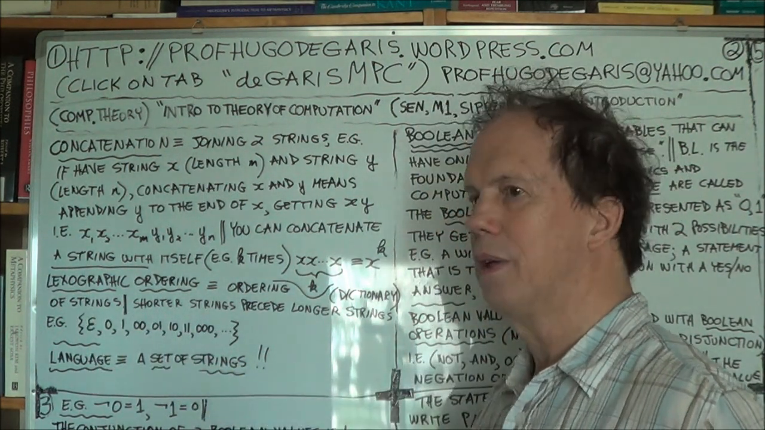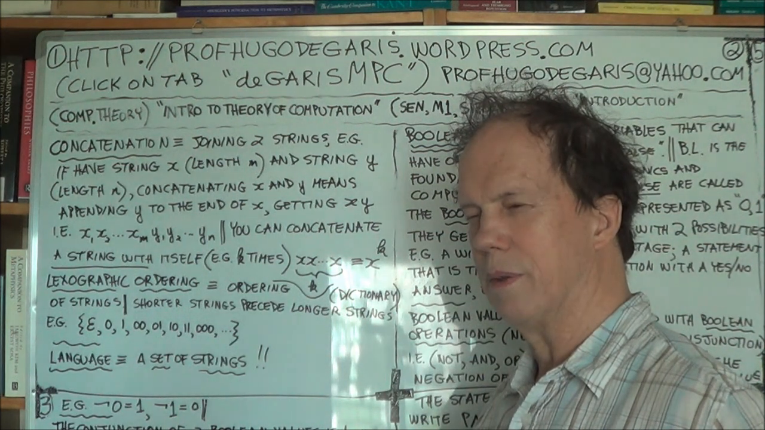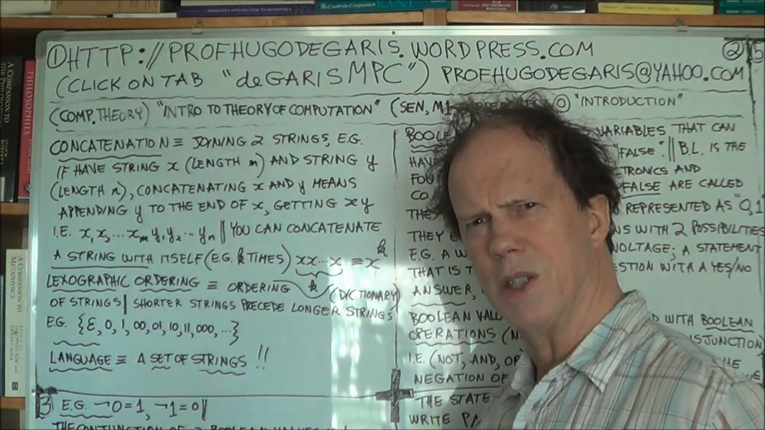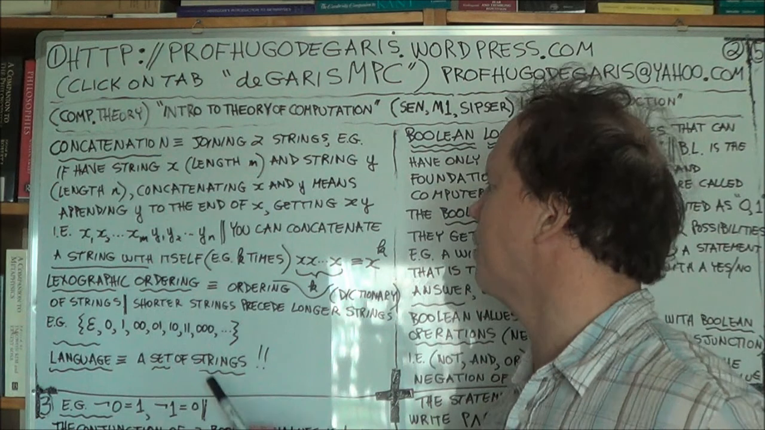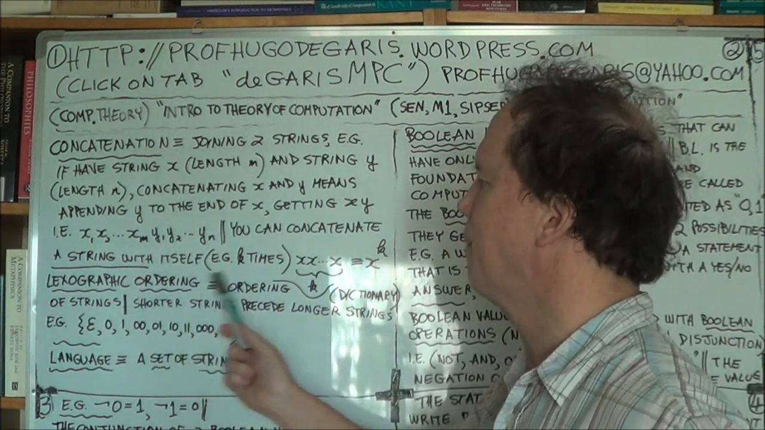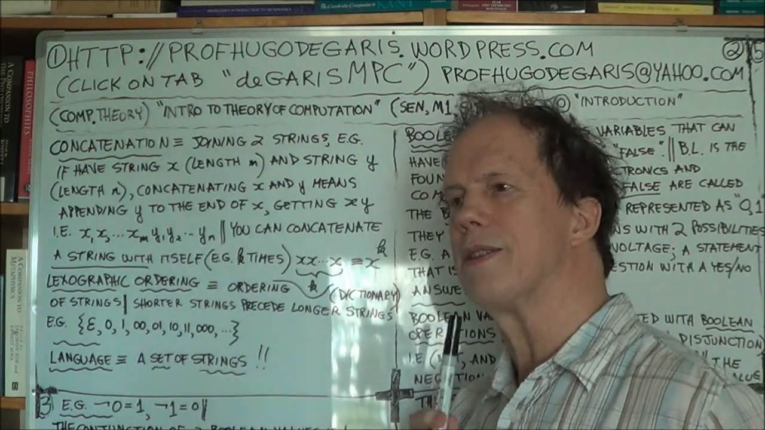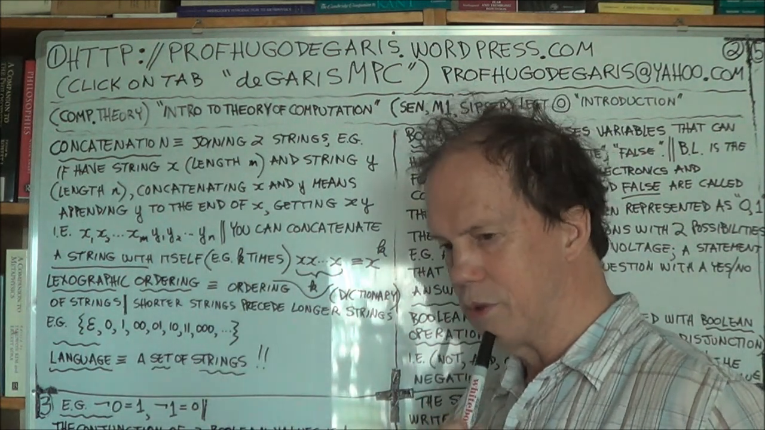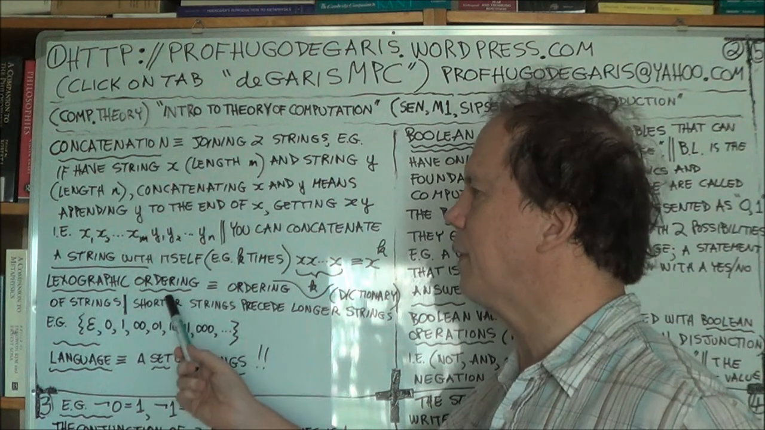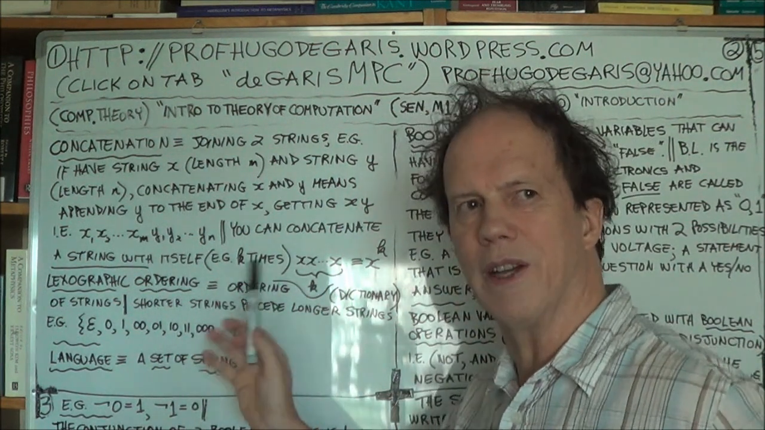Lexicographic. Where does that come from? Something to do with a dictionary? Letters? I'm not sure. Anyway, the technical meaning is you say you have a whole bunch of strings, a set of strings, let's say, and you want to place them in order. Now, what does that mean? You need to define what that means.